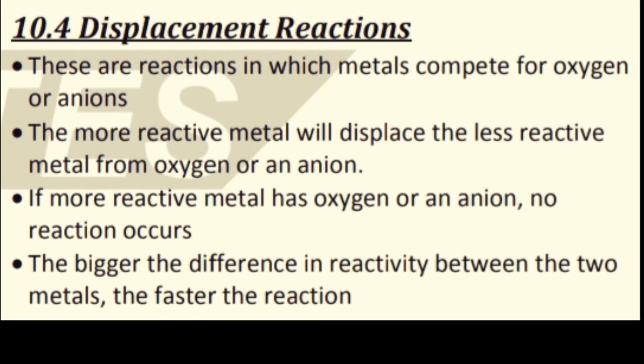The bigger the difference in the reactivity series between two metals, the faster the reaction. For example, I discussed the reactivity series before, you can check it. Sodium and copper: there is a big difference between sodium and copper. So sodium reacted with copper sulfate forms sodium sulfate and copper. This chemical reaction will be much faster than zinc plus copper sulfate.